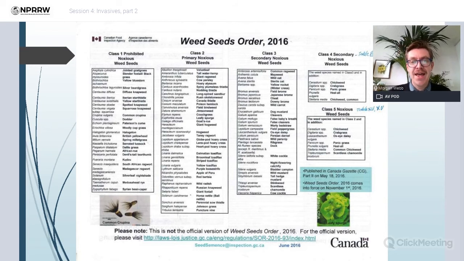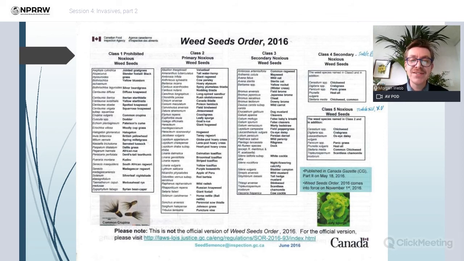a prohibited noxious that you're not allowed to have in a seed source in Canada, especially for imports. If other countries are saying, why won't you let that in? You already have it. The other thing that was done is they added a lot of prohibited noxious species to the list. And they did that because the weed seeds order for the seeds side was not really in jive with the Plant Protection Act, which had a lot of these other species on it. So they kind of cleaned that up.